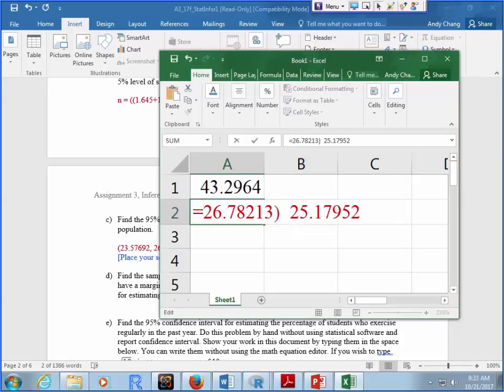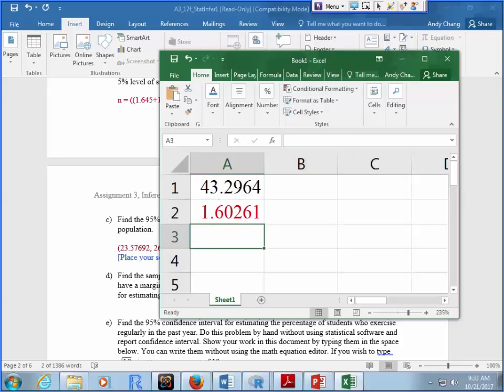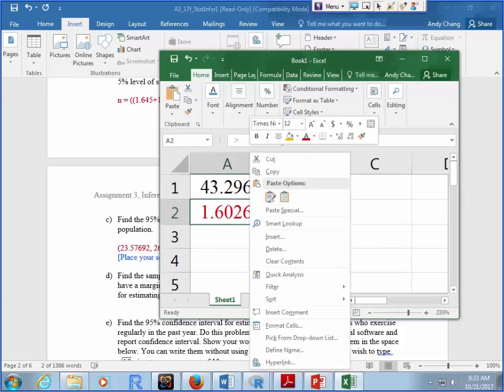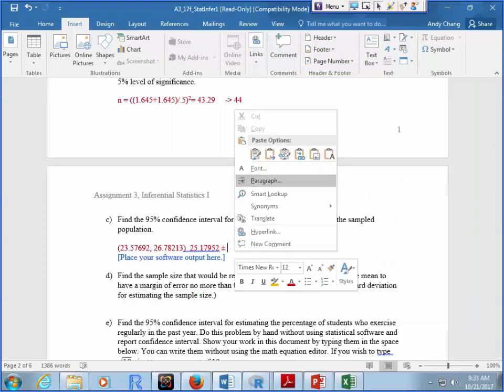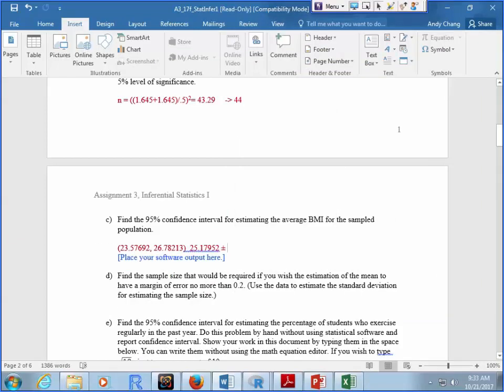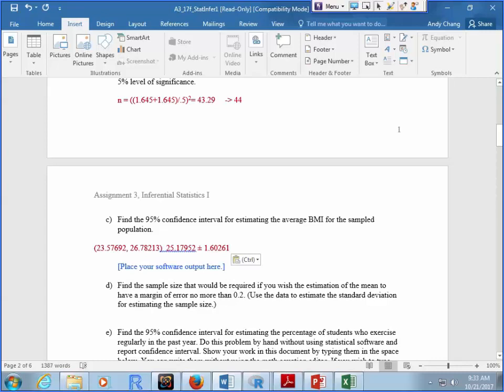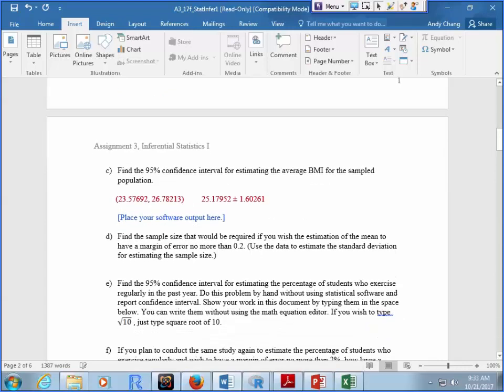That's equal to the difference of the two, right? Oops. So about 1.62 something, right? So copy, paste it here, okay. So there are these two ways to report your confidence interval, okay?